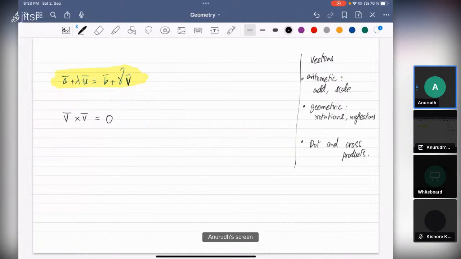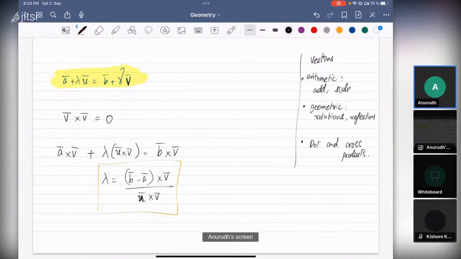So if I take cross v in this entire equation, I'll get something like a cross v plus lambda times u cross v equals b cross v, and the fourth term just disappears. So on rearranging this, I just get lambda is equal to (b minus a) cross v divided by u cross v, right?